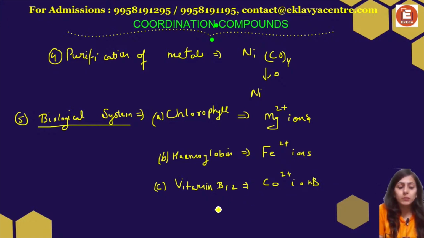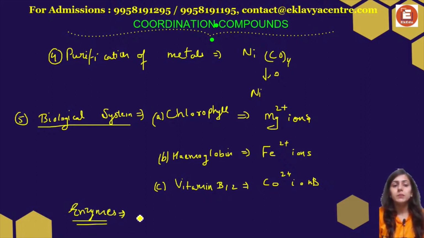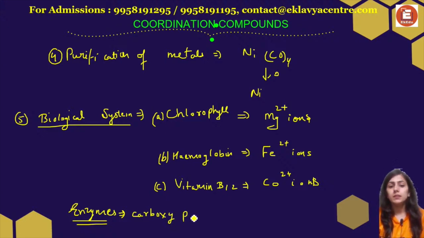These coordination compounds are very important because the ions present inside them are very vital for our biological system. Another, we also have some enzymes, like carboxypeptidase, which is also a coordination compound, and carbonic anhydrase. They also are coordination compounds.